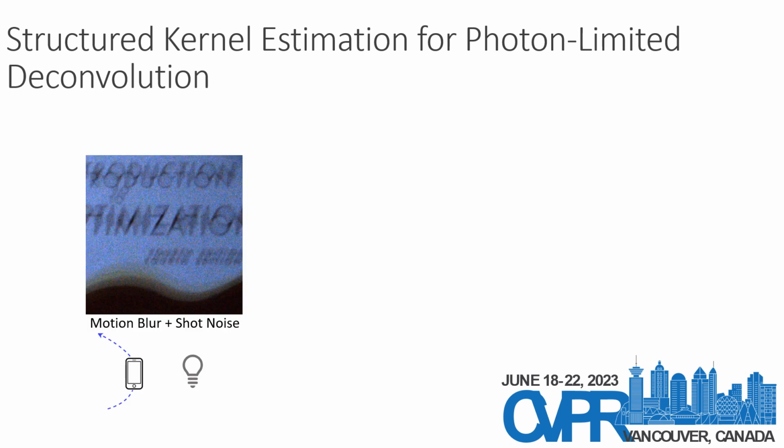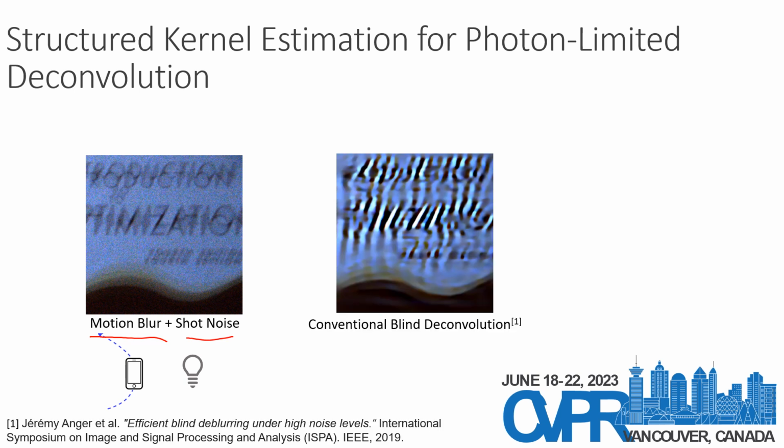We aim to restore images on the left with two layers of degradation. First we have motion blur, and then we have shot noise due to low illumination. Compared to conventional deblurring algorithms, this problem is much more highly ill-posed. As you can see, conventional blind deconvolution, which uses alternate minimization, doesn't work in this scenario.